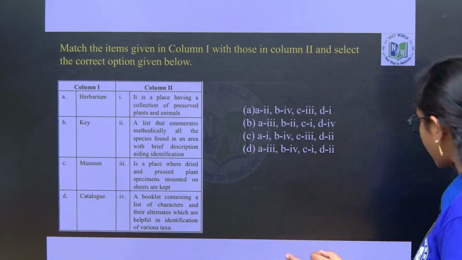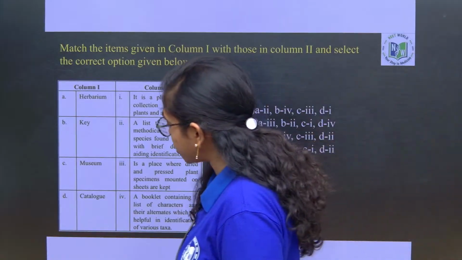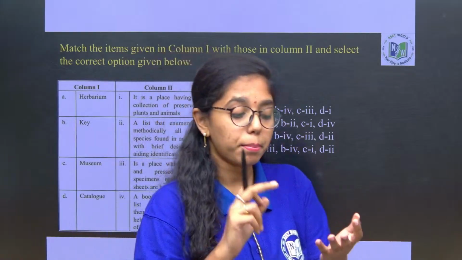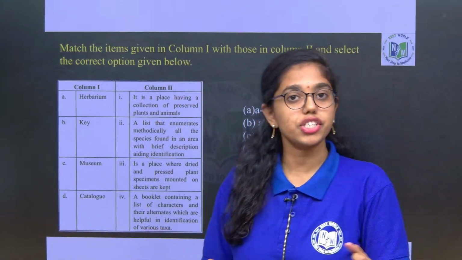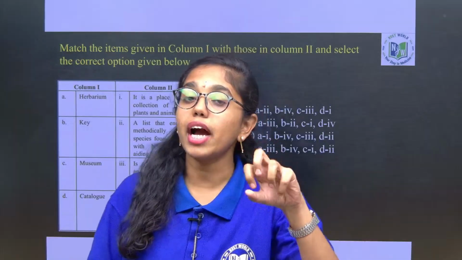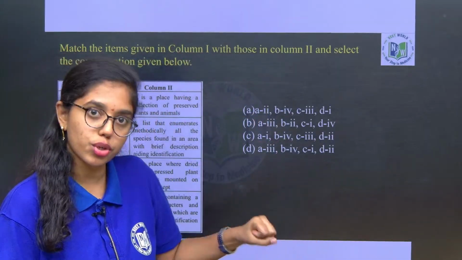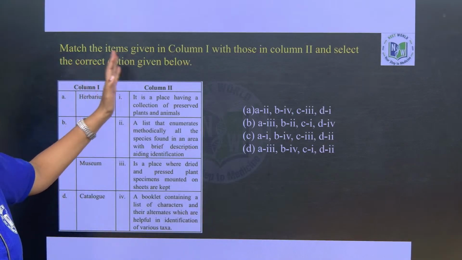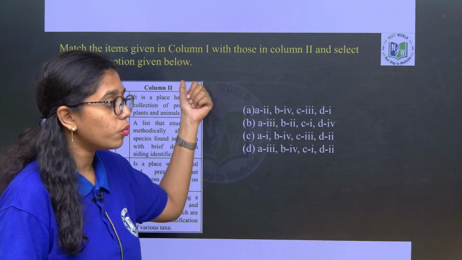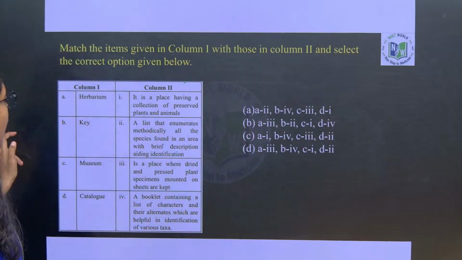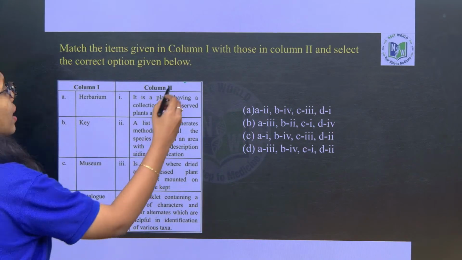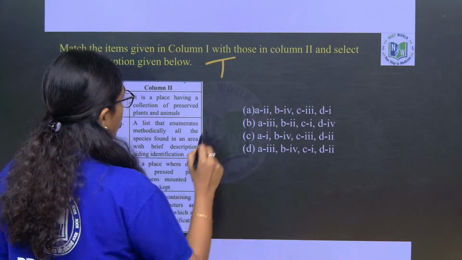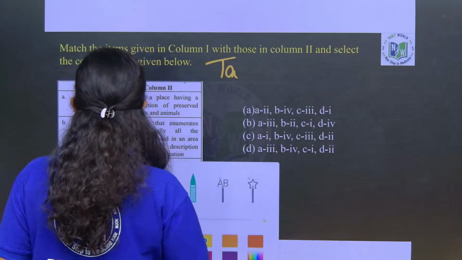Let us get started, and in this PYQ session I am going to cover all the segments like match the following type of questions, assertion reason we are going to practice, and we are going to practice numerical based questions as well. So, here in this question, if you see, it is a match the following type of question wherein column 1 and column 2 are given. Here this is mainly based on what? Taxonomic tools.